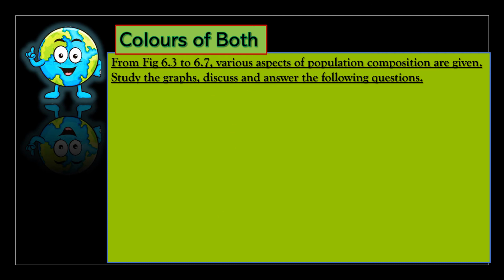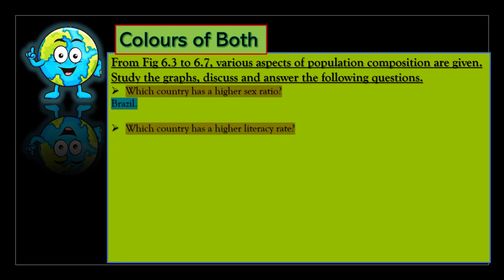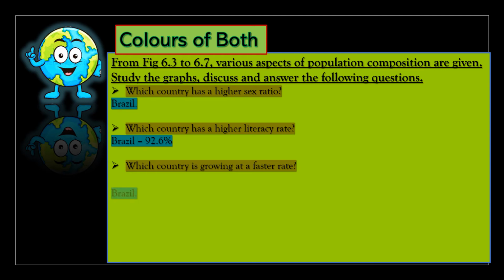The first question, which country has a higher sex ratio? We already know what is sex ratio. So the country that has higher sex ratio is none other than Brazil. The second question, which country has higher literacy rate? We've just seen that Brazil has a higher literacy rate of 92.6%. Which country is growing at a faster rate? The country which is growing at a faster rate is Brazil.